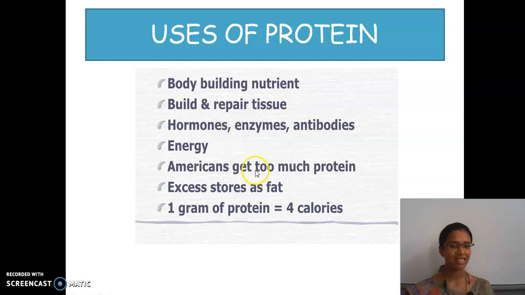Americans get too much protein. They eat too much protein food, and excess protein is stored as fat. Also, 1 gram of protein is equal to 4 calories.